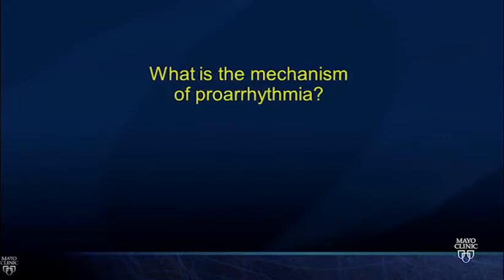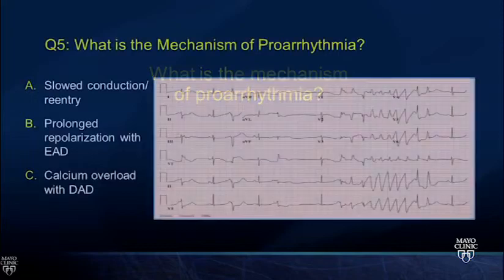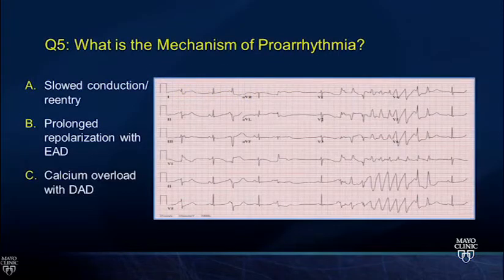Now let's go through a few questions. What is the mechanism of proarrhythmia in this particular patient? Have a look at this tracing. Look at the QT interval, this particular arrhythmia, and go ahead and vote on these three choices.